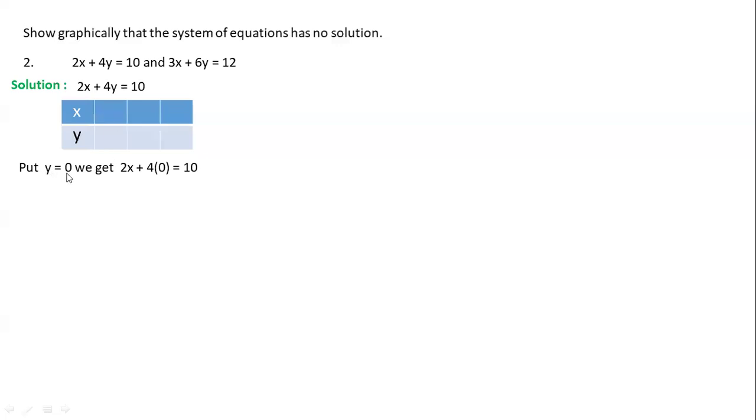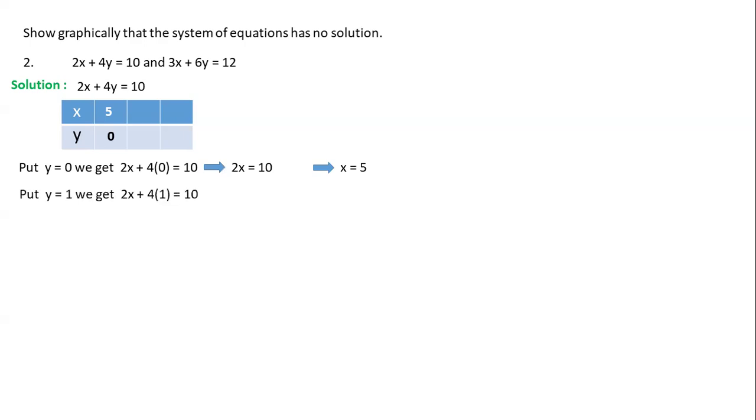Now put y is equal to 0. Instead of making it complicated, I am putting it as it is. So 2x plus 4 into 0 is equal to 10. 4 zeros are 0. So it becomes 2x is equal to 10. So x is equal to 5. Clear? So that means when y is 0, you will get x is equal to 5. Put it here.